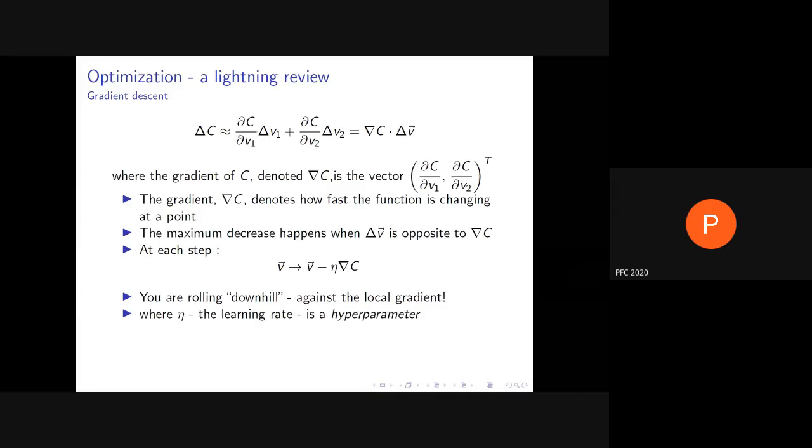Now, this eta is a hyperparameter. It's a parameter you have to fix from the outside. In the language of machine learning, it's called the learning rate. Of course, if eta is large, the V's adjust rapidly, changing very much in every step. If eta is small, they change a small amount in every step. Okay. So this eta is a hyperparameter which has to be fixed.